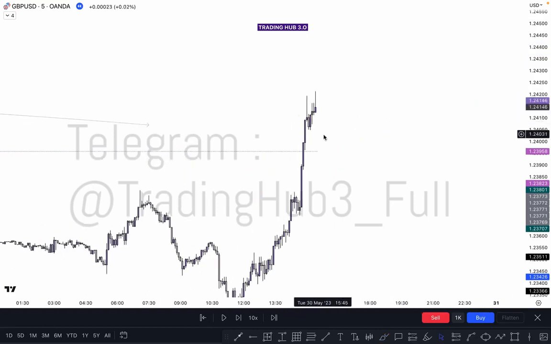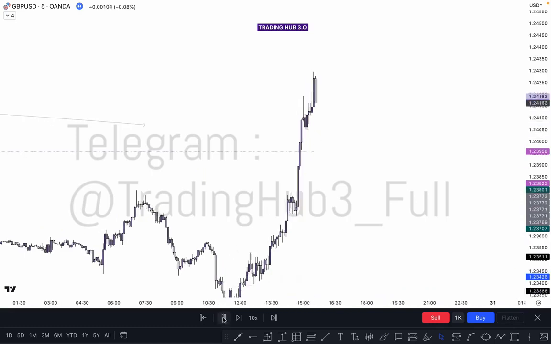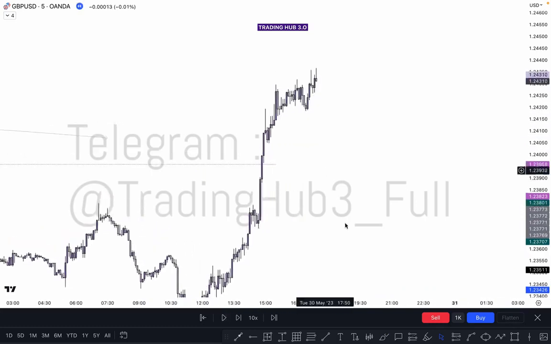So this is a first pullback. If this one is broken, then you don't need to sell here. This is a trap, right? So first of all, look at this one. Okay, so finally what happened here? The market went up and broke this first pullback here. When the first pullback is broken, you don't need to trade anything here. Okay, you have to wait for it to break the next pullback, this one.